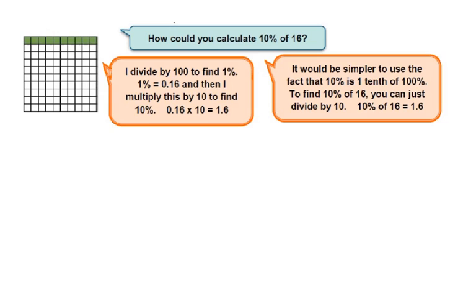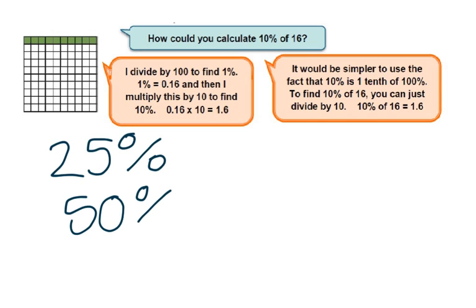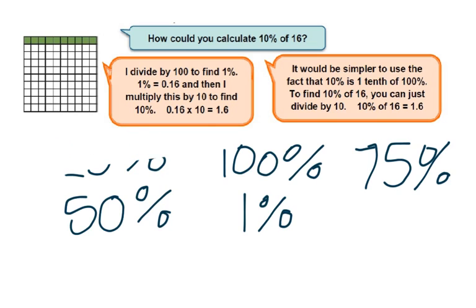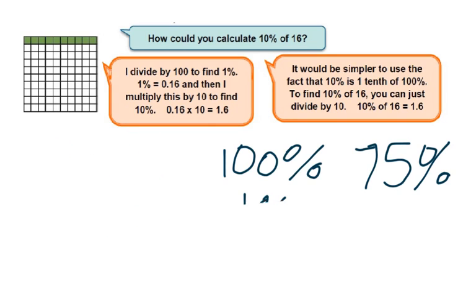Okay, today we're going to be looking at two things. One of them is going to be just to start by continuing with what we were doing yesterday, which was to find those familiar fractions of numbers. So we had 25%, we had 50%, we had 100%, we had 1%, we had 75%. So those are our familiar fractions. We're just going to start with this briefly.